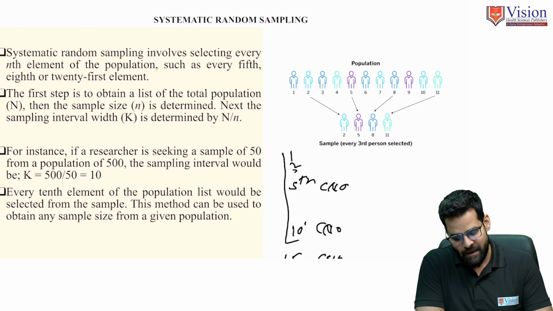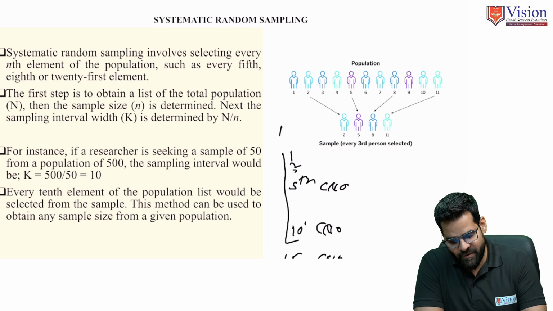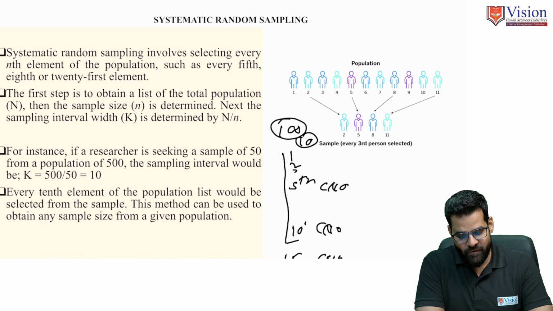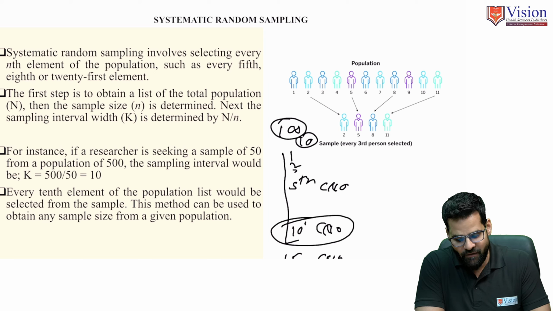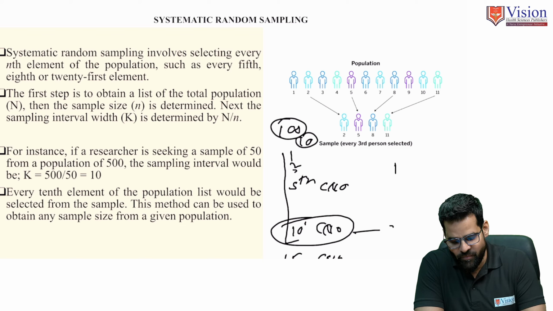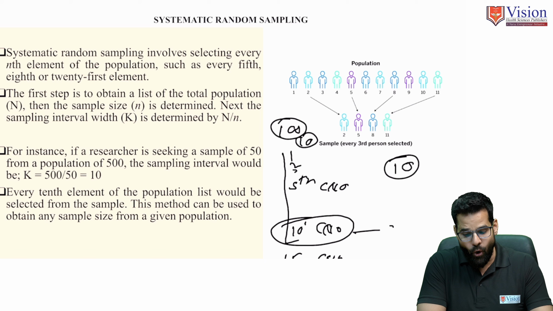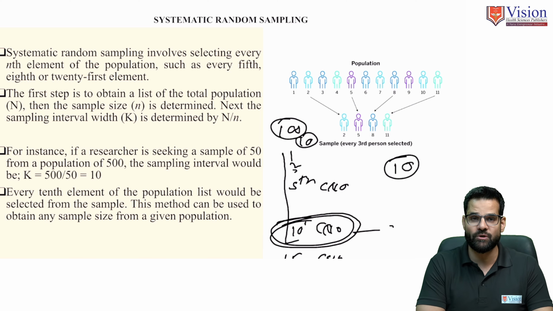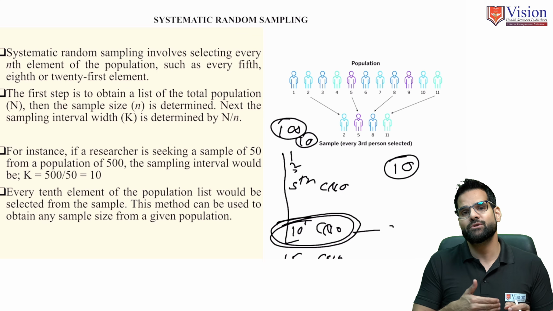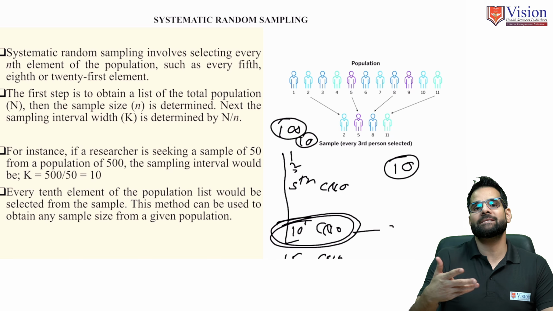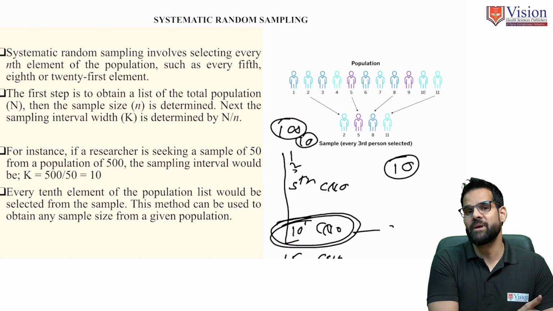Like for example, there are 100 people, and I just want to draw 10 from that. So every 10th person would be selected. Every 10th person means CNO, every 10th is CNO. So suppose I have taken a sample of 10 subjects. All the CNOs, because they are always on the 10th number, will have more chance as compared to others of being selected.